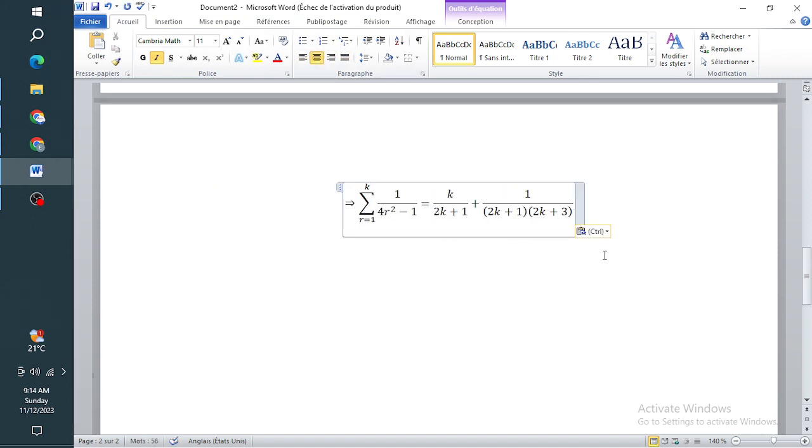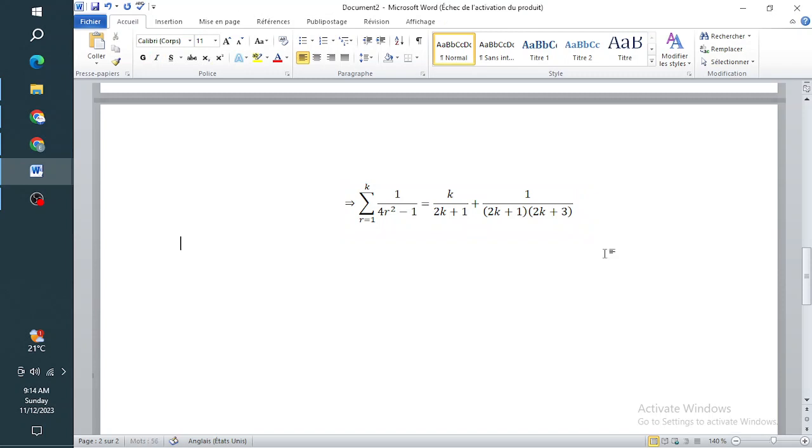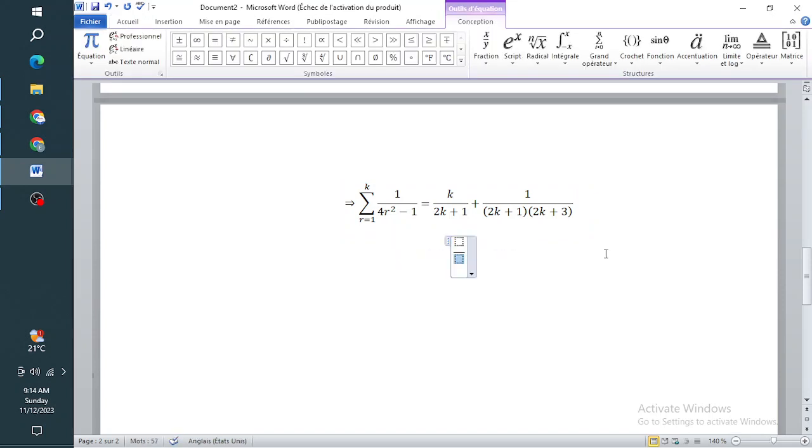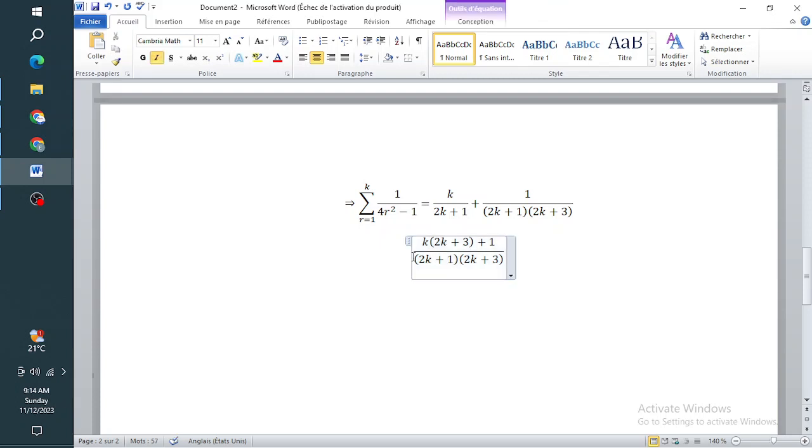So the LCM is simply 2k plus 1 times 2k plus 3. That's the LCM. Now you realize that when we divide with this and multiply by k, we just have k into 2k plus 3, plus 1, because it divides itself and simplifies. Okay, so that's what we have. Now if we continue simplifying, we have 2k plus 1 times 2k plus 3.